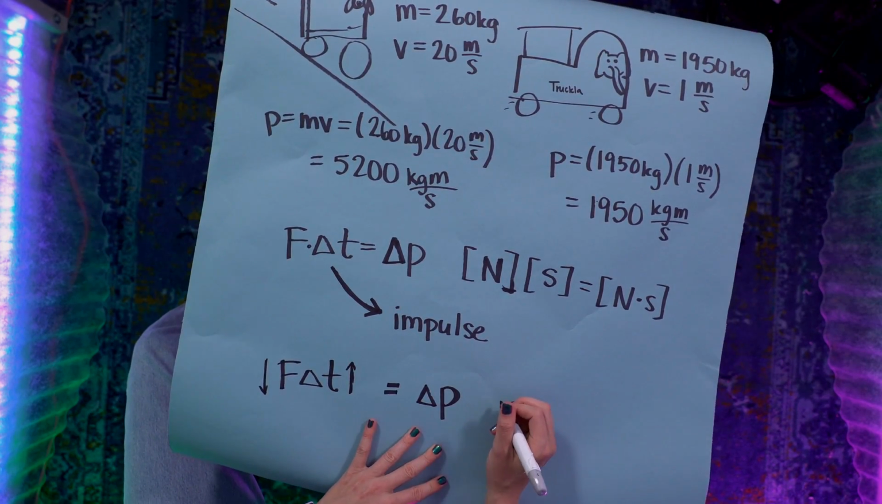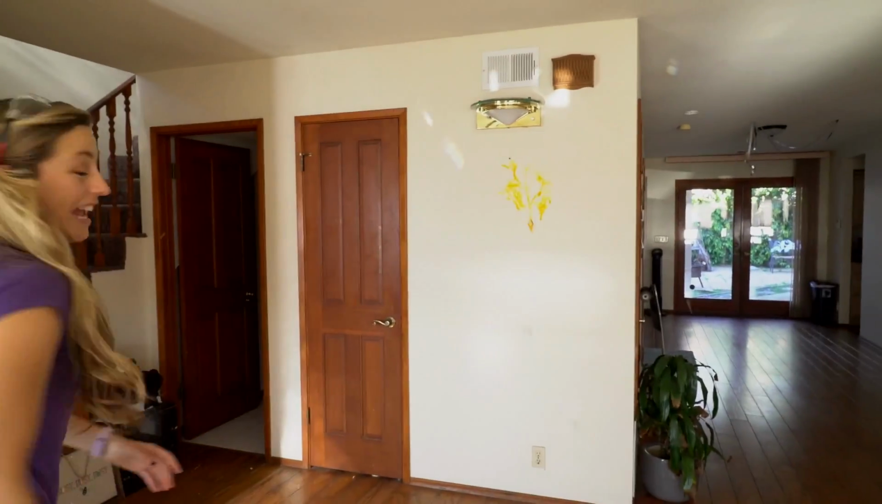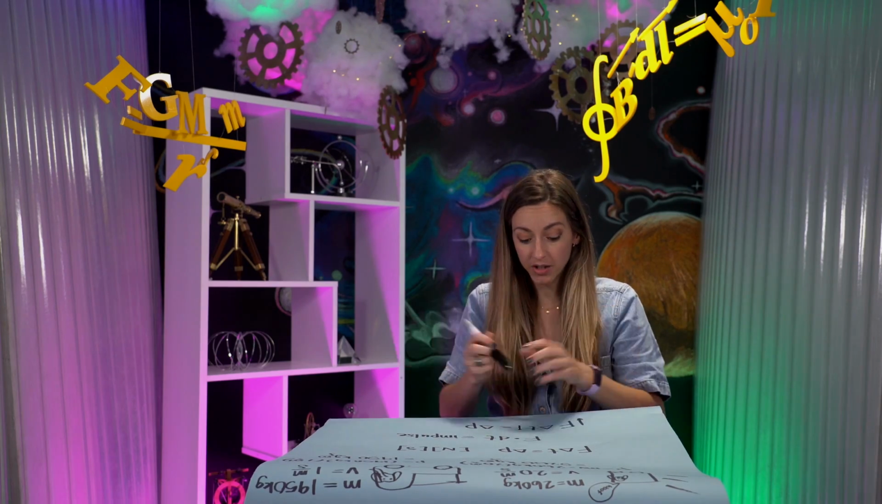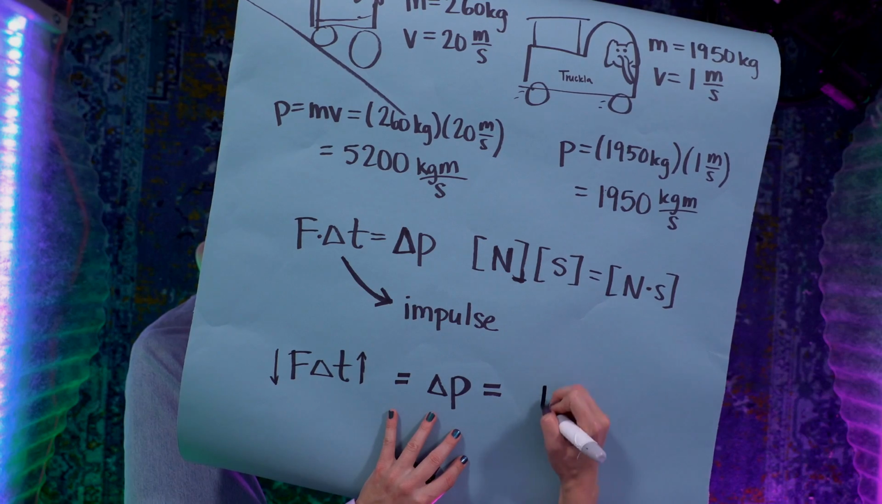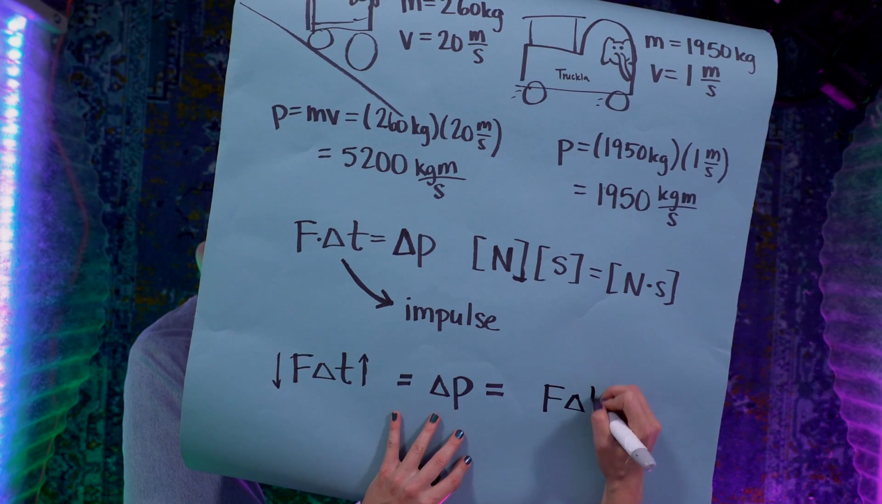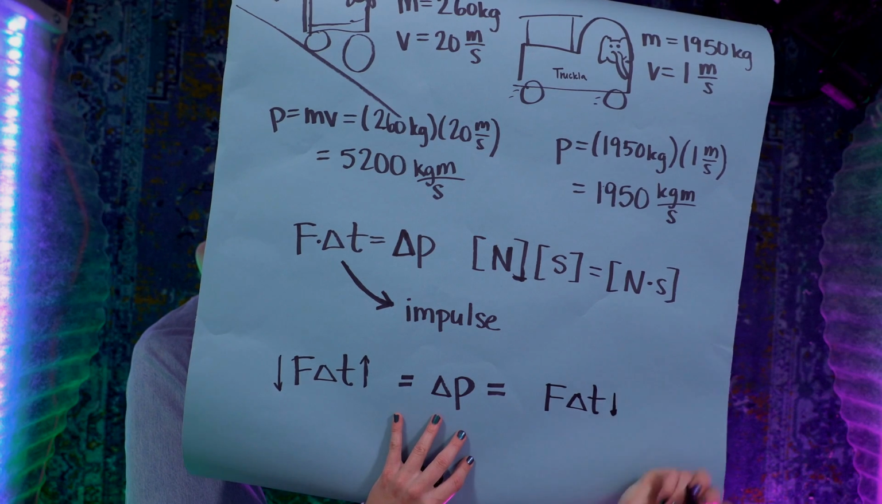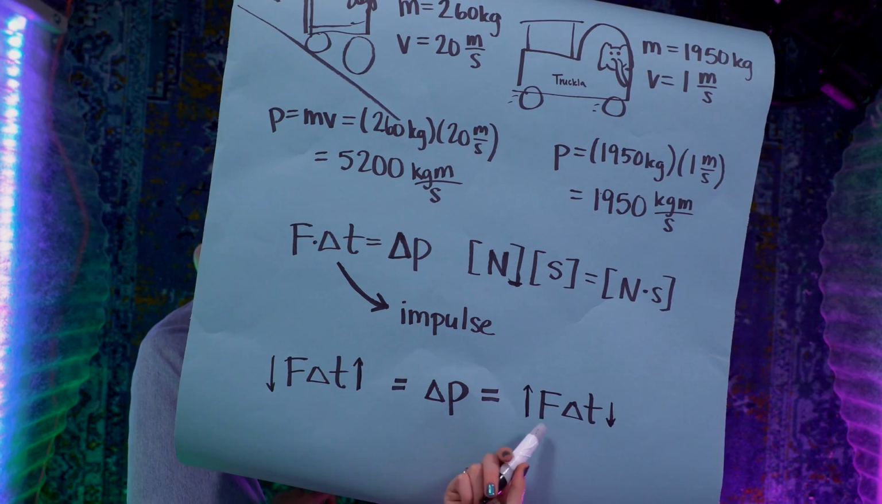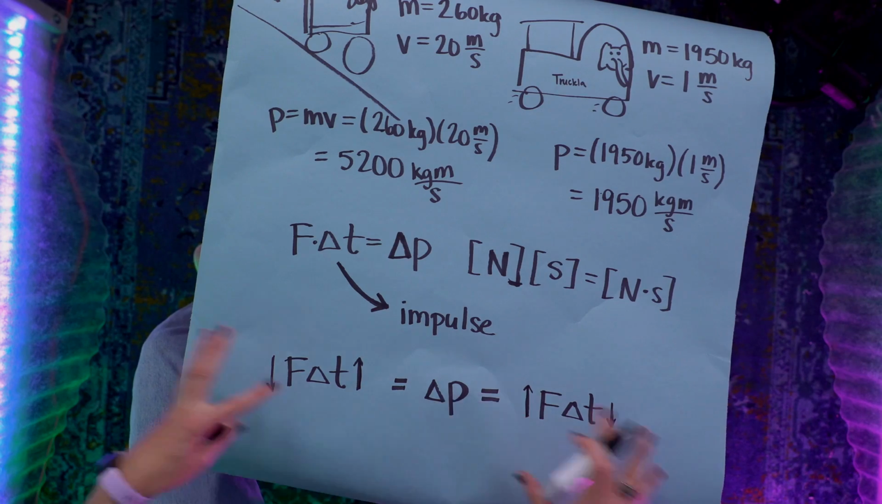Whereas in the hard surface case, same change in momentum, but the egg goes from having all this momentum to no momentum really fast. So the change in time is really small. So look at my F delta T. The change in time is really, really small, which means that my average force must be really, really big. And that really big force is what led to the egg breaking.